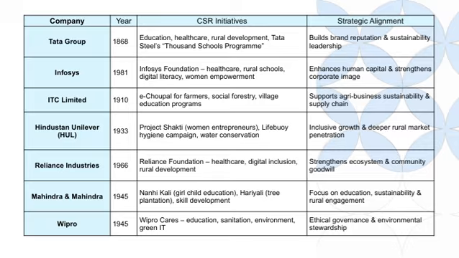Mahindra & Mahindra, established in 1945, emphasizes education, sustainability, and rural engagement through programs like Nanhi Kali, which supports girl-child education, Hariyali for tree plantations, and various skill development initiatives. Their CSR strategy underscores their commitment to rural development and environmental sustainability. Finally, Wipro, also founded in 1945, runs Wipro Cares, focusing on education, sanitation, environmental issues, and Green IT. Their initiatives demonstrate a commitment to ethical governance and environmental stewardship, reinforcing their corporate values.